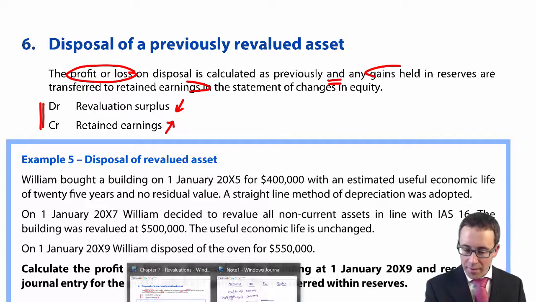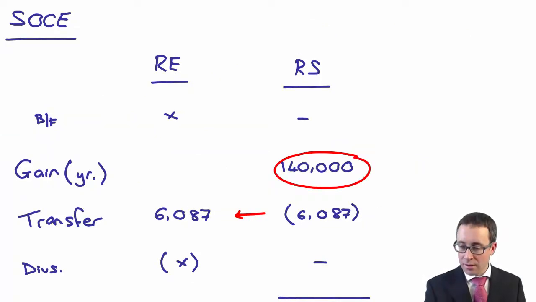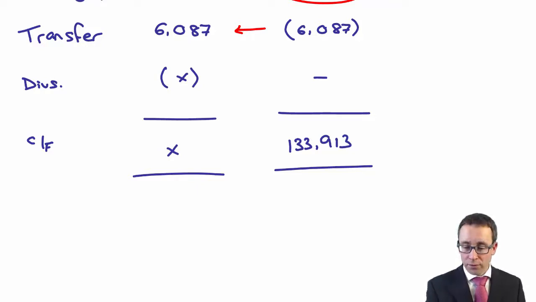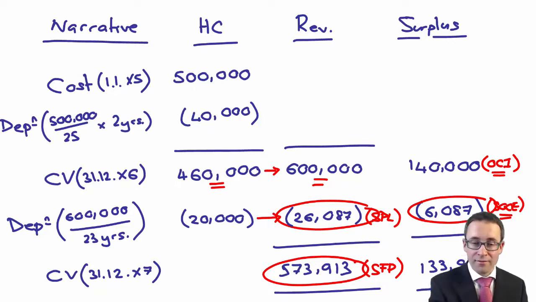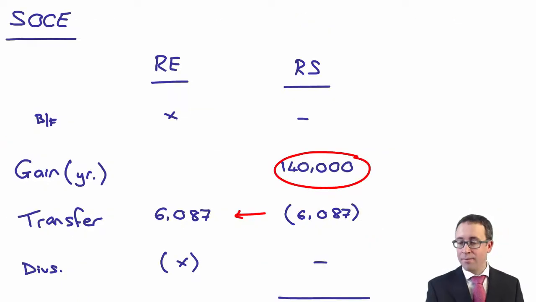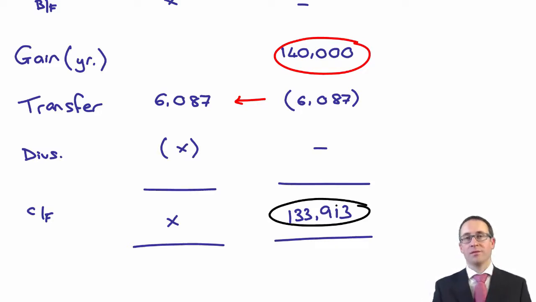Okay. So if we think about that last example, imagine on the first day of the next accounting year that we sold the asset, you would get a profit or loss on disposal, and that profit or loss on disposal would have been based upon the carrying value of 57,913. Okay. And then you would have a big reserve transfer. You would remove whatever is still held within your revaluation surplus. So we have, is it 133,913 that was there. So we would then remove that and transfer it all into retained earnings.